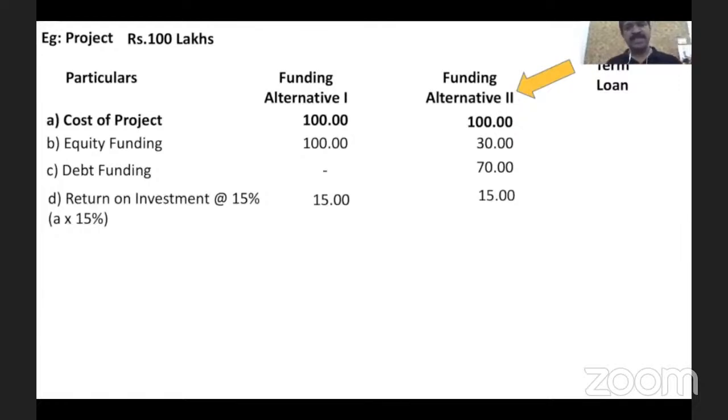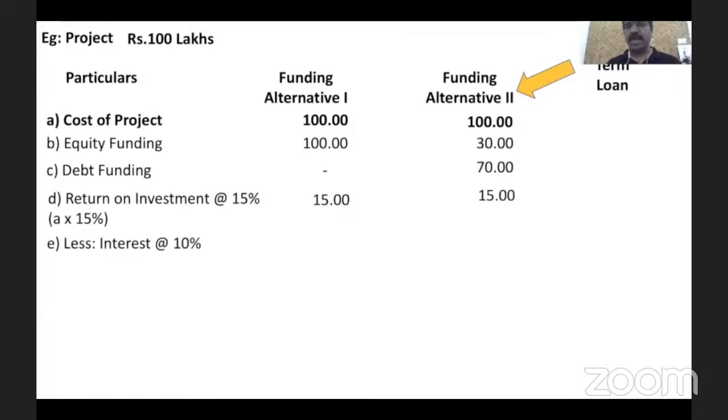And I said this is the earnings before interest and taxes. So that automatically means I'm yet to pay interest on loan. Let me deduct that. I have taken a loan of 70 lakh in scenario 2, and let's say that loan was taken at 10% cost. It means in scenario 1, 15 lakhs is my earnings before paying interest.